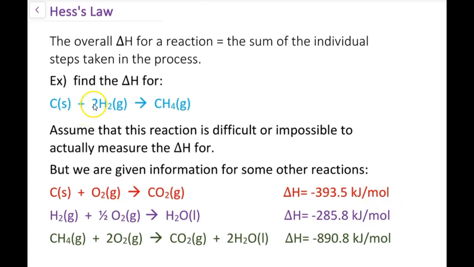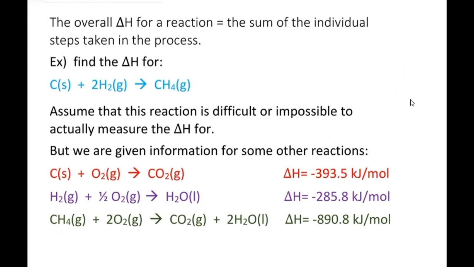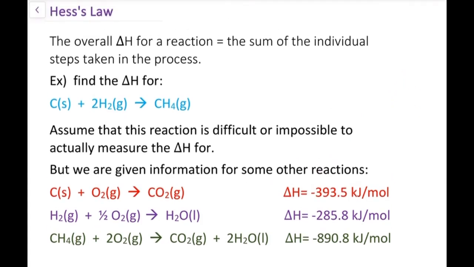But in the overall reaction, there's 2 hydrogens, and in this reaction, there's only 1. So what we're going to do is double this reaction. And so I'm going to put parentheses around here and say times 2, because right now I only have 1 mole of hydrogen, and in my overall reaction, I have 2. So I have to get them equal to each other.